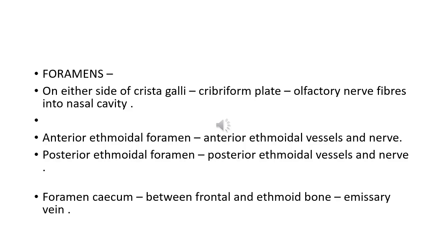What are the foramens situated in the anterior cranial fossa? On either side of crista galli or cribriform plate, there are olfactory nerve fibers which pass into the nasal cavity. There is an anterior ethmoidal foramen which gives passage to the anterior ethmoidal nerves and vessels. There is a posterior ethmoidal foramen which gives passage to the posterior ethmoidal nerves and vessels. Also, there is a foramen cecum between the frontal and ethmoid bone that gives passage to the emissary veins.